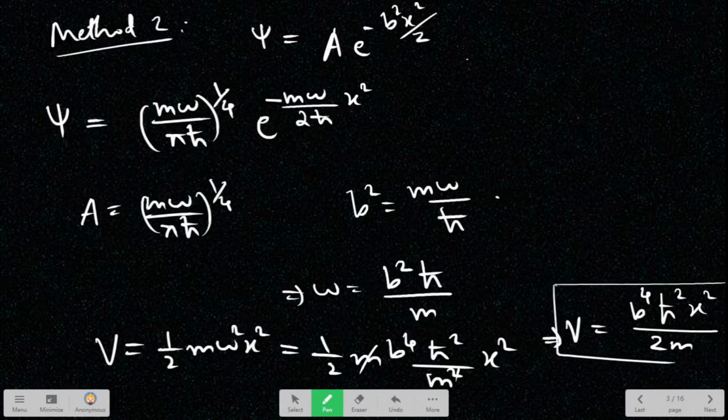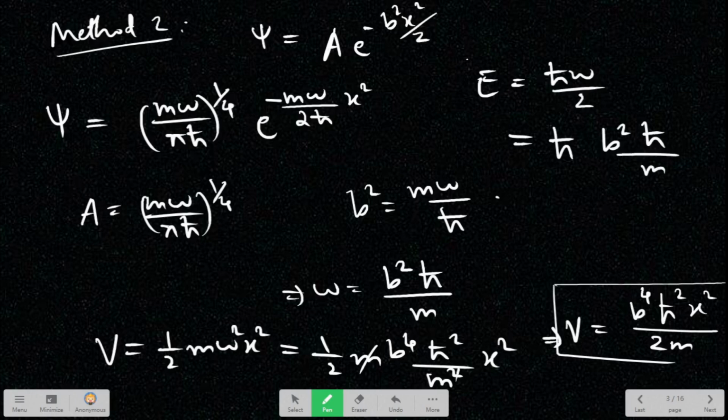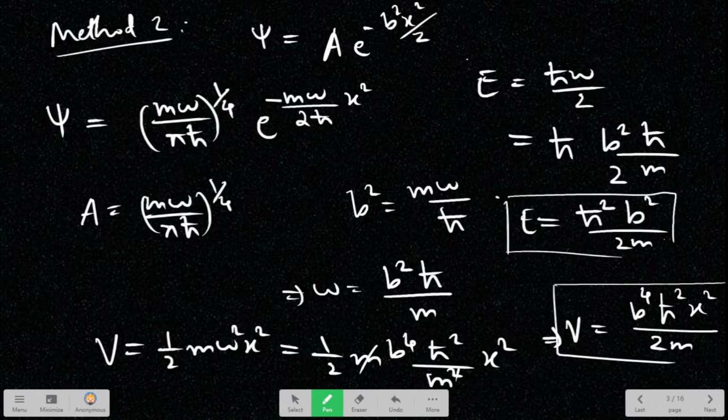For the one-dimensional harmonic oscillator, the ground state energy is E is equal to h cut omega divided by 2. So this is equal to h cut into omega, which is b square h bar divided by m, and there is a 2 here, so E is equal to h bar square b square upon 2m. So using this method also you can find the answer.